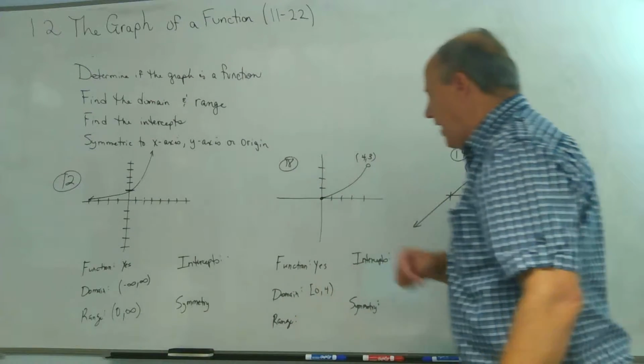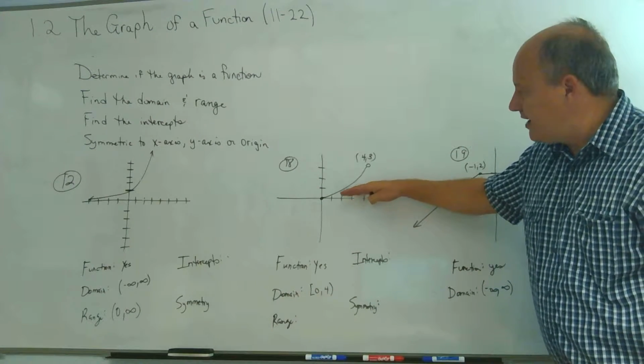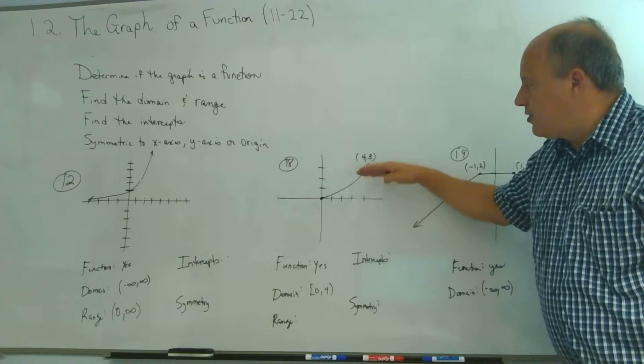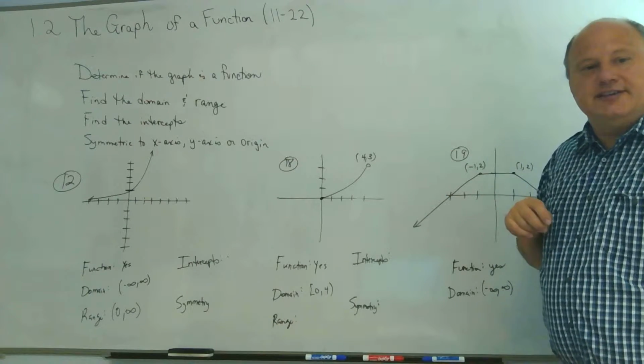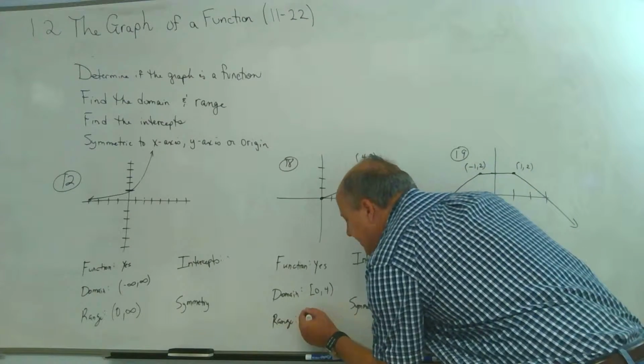On this one, the range, well, what's the lowest value? 0. What's the highest value? 1, 2, 3. So from 0 to 3, again, 0 is included. This is a dot, and the 3 is an open dot, so 3 is not included. So it's very similar to this one, but it's 0, 3 instead.